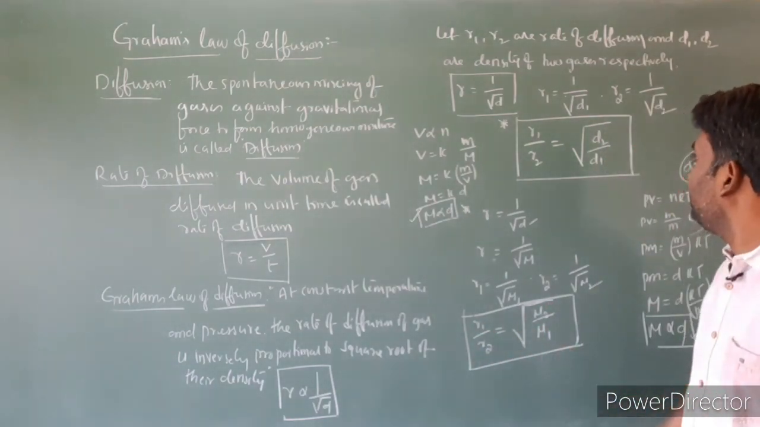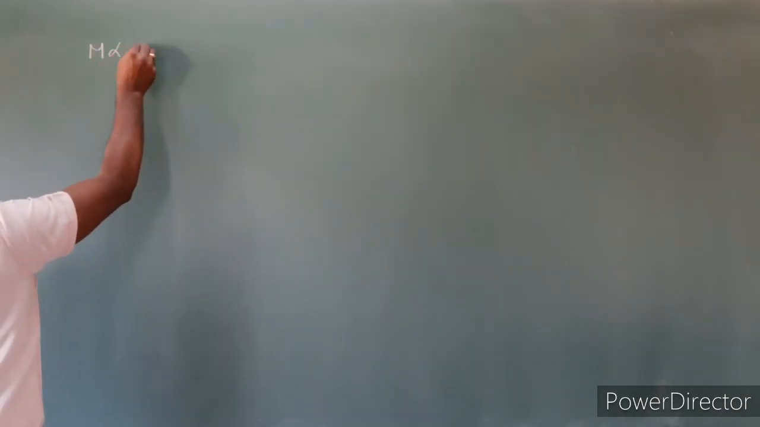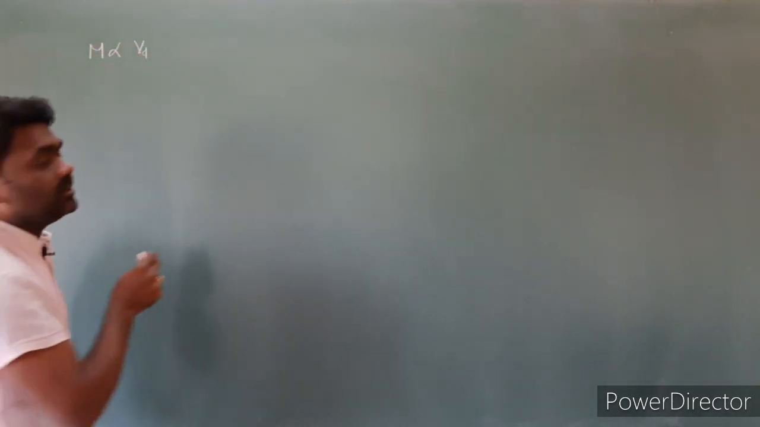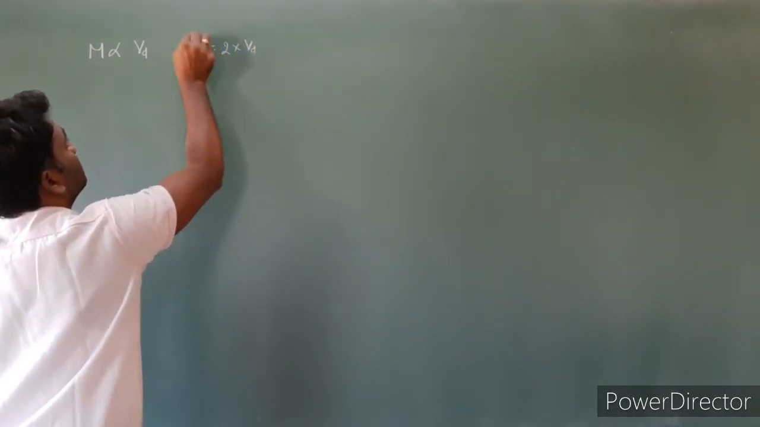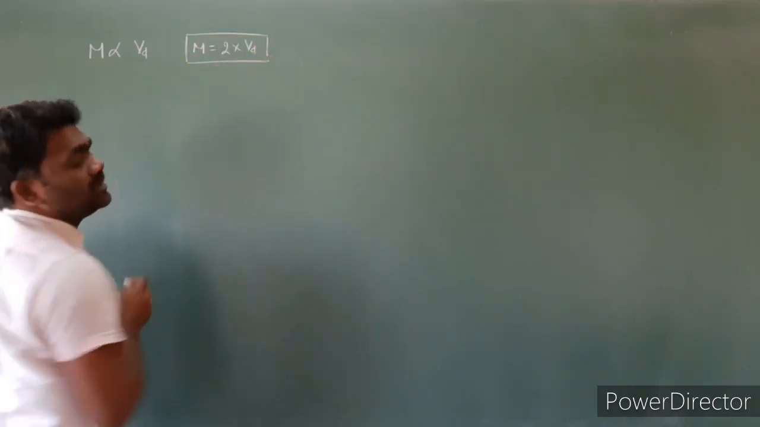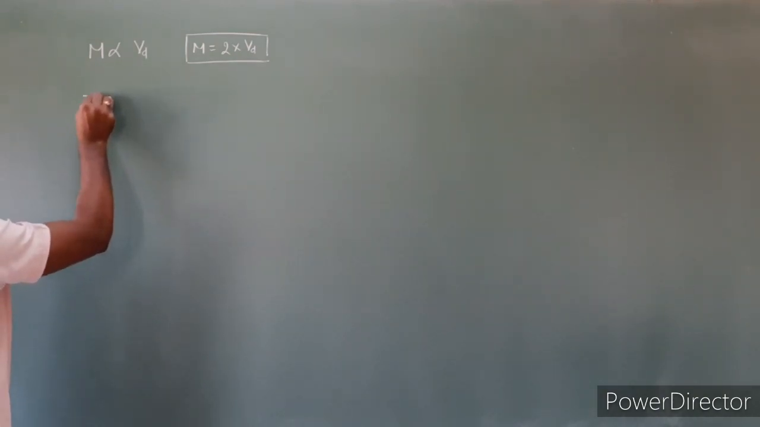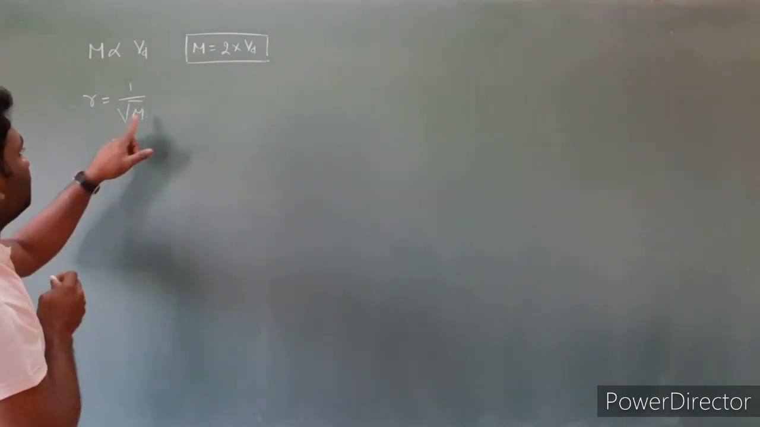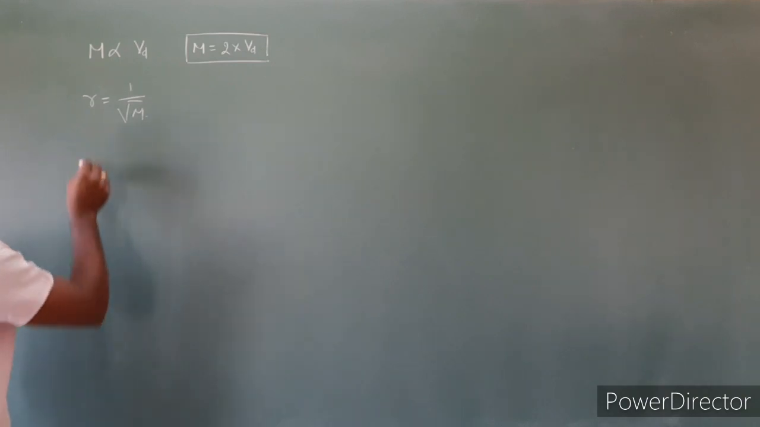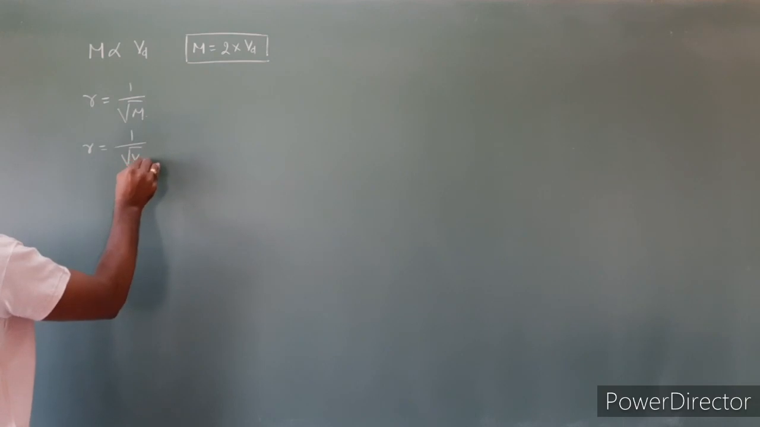This is another formula. Next, molar mass is directly proportional to vapor density. Here molar mass is equal to 2 into vapor density. This is the relation between the molar mass and vapor density. Then already we know that the rate of diffusion is equal to 1 by square root of M. So in the place of molar mass we can take vapor density. Then we'll get rate of diffusion is equal to 1 by square root of vapor density, Vd.